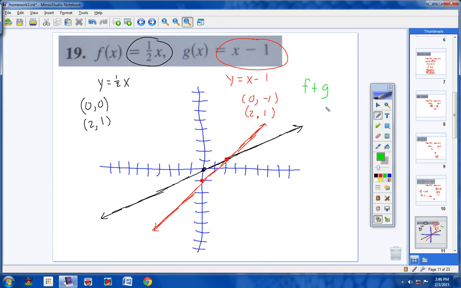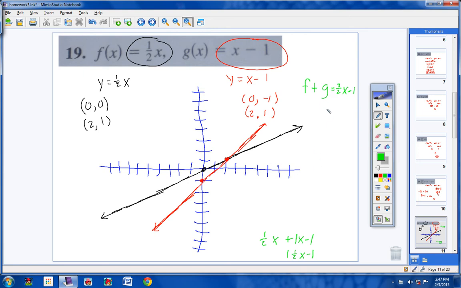Okay, let's graph this f plus g function in green. If you add these two together, you get 1/2 x plus x minus 1. So you get 1 and 1/2 x. Okay, students, here we go. Now we have 1/2 x plus 1x. That would be 1 and 1/2 x minus 1. So I'm going to put 3/2 of x, because 1 and 1/2 is 3/2, minus 1, okay?